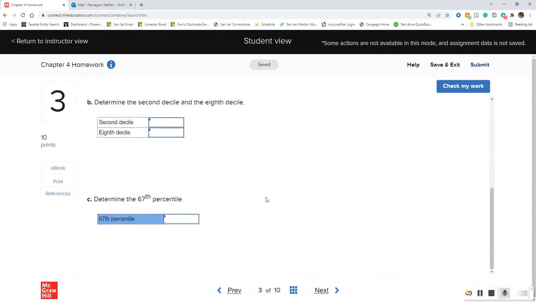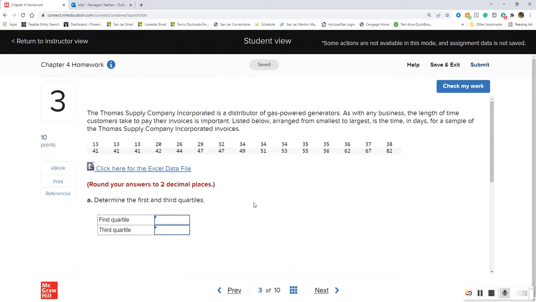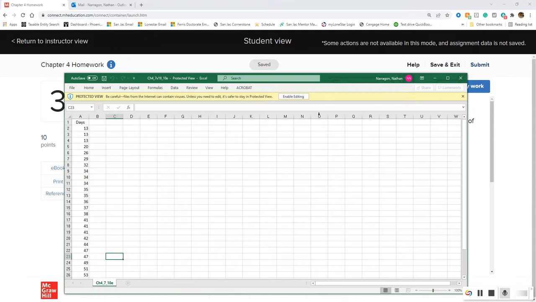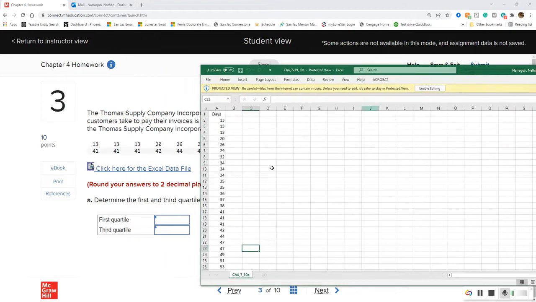Question 3 has different parts. But the first one is what we've already done, which is the 1st and 3rd quartile. Again, if the data set's in order, we don't really have to go after Excel. But because it's a little bit bigger, I'm going to go ahead and put Excel out here. And we can see that it is in numeric order. Just now I'm going to use it because it's such a large data set. We can use it as our counting tool.